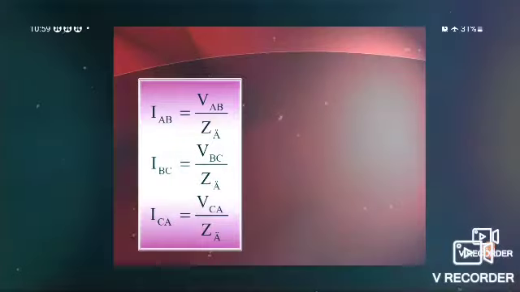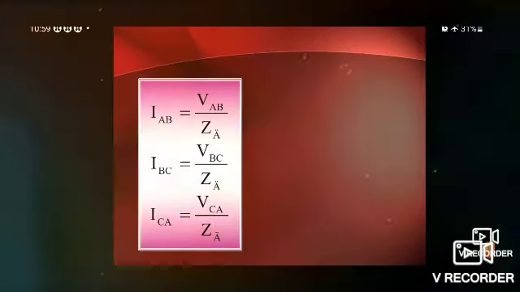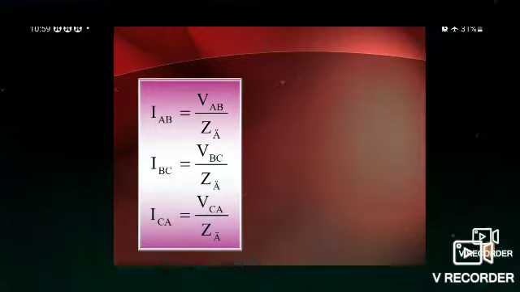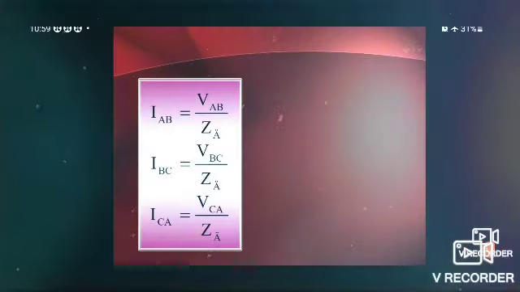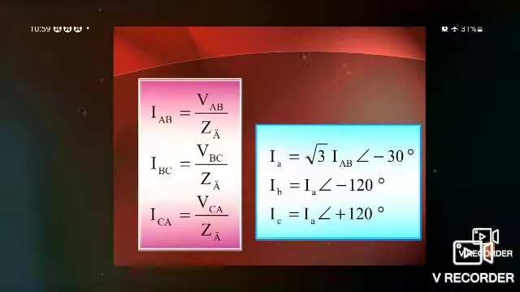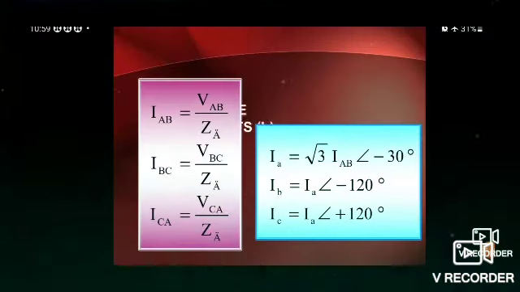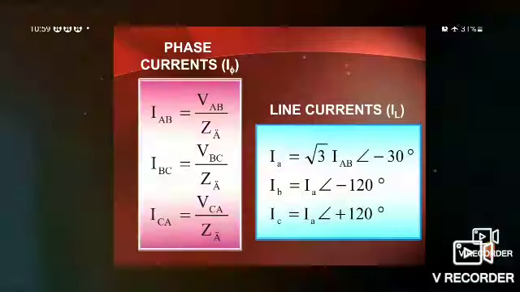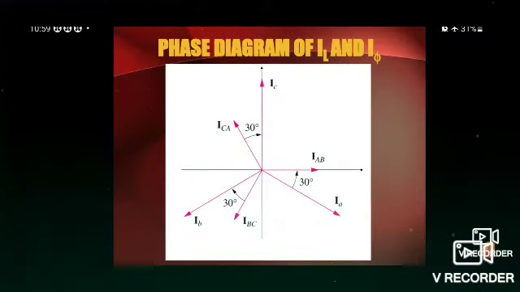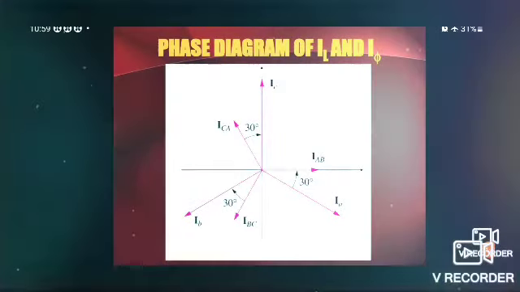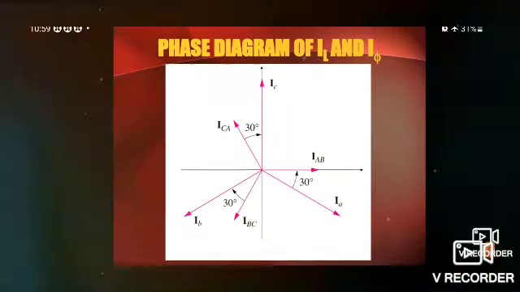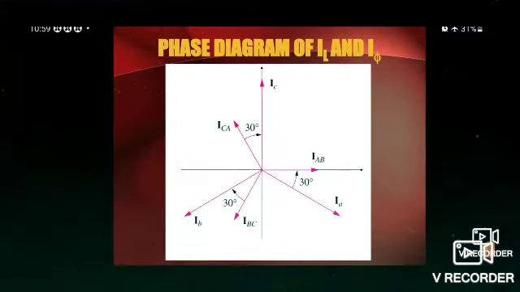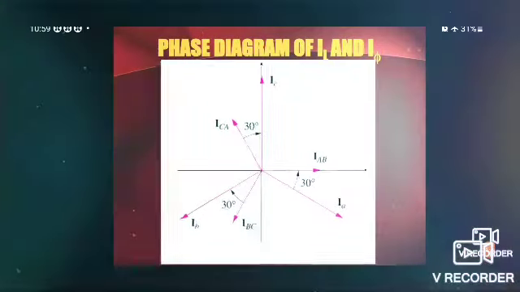IAB we already know is VAB by ZA, IBC is VBC by ZA, ICA is VCA by ZA. Similarly, IA, IB, IC. First one is phase current, second one is line currents. See the diagram. Now the phase currents lag the line current by 30 degrees.